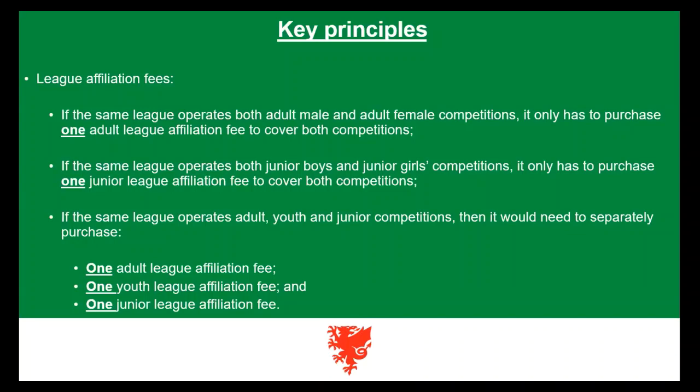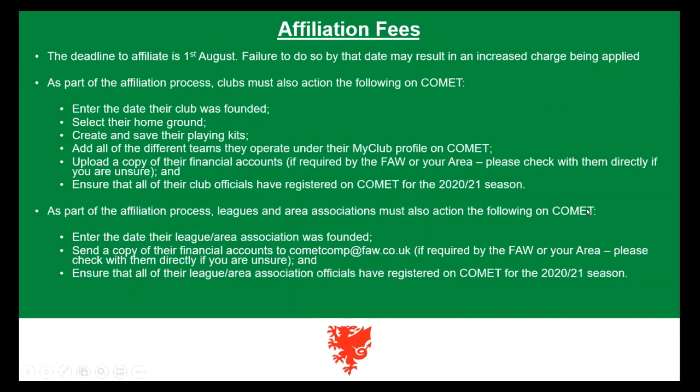But if the same league operates adult, youth and junior competitions, then it needs to separately buy the adult league affiliation fee, youth league affiliation fee, and junior league affiliation fee, whichever applies. The deadline to affiliate is the 1st of August, and if you don't affiliate by that date, there may be an increased charge applied.